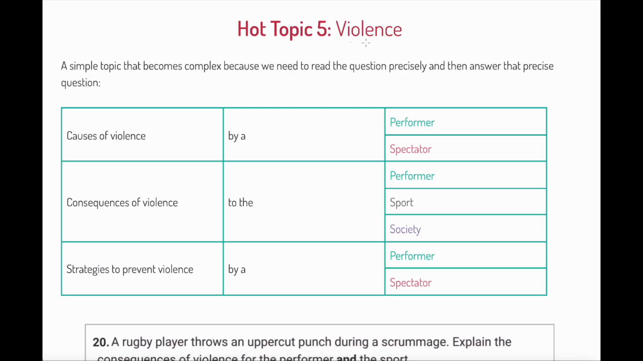La violencia, the violence. Okay, so one of the things we want to mention about Hot Topic 5 is it's proper simple, but what's hard about it is reading the question precisely and then answering that precise question. So look, these are basically the potential questions that you've got. You've got 7 there. Causes of violence by a performer, spectator; consequences to the performer, sport, society; strategies preventing by a performer and spectator. So that's basically what you could get asked.